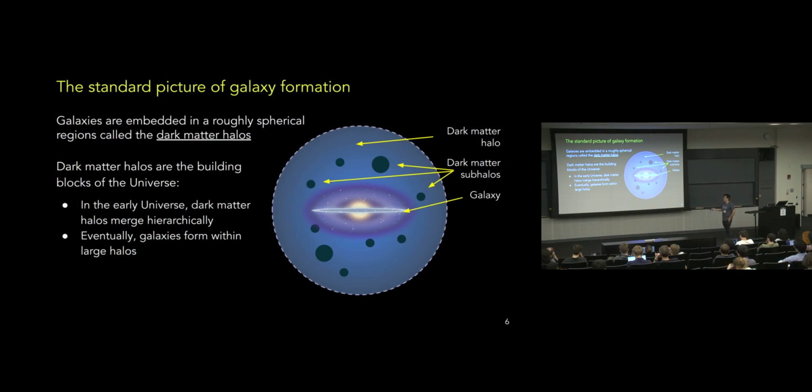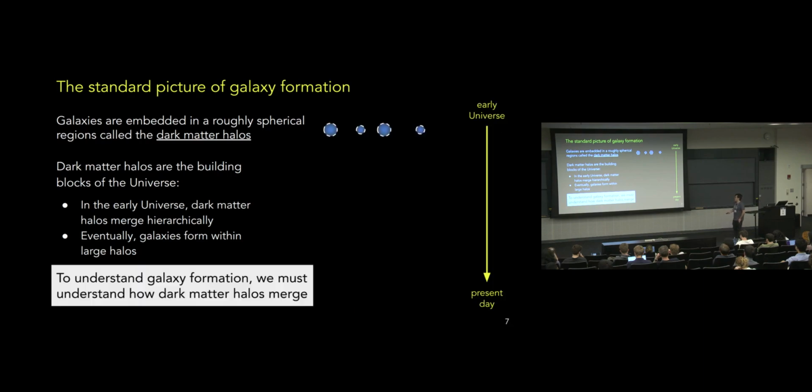So all these halos start small. They will merge with each other. They become a building block of the universe. So eventually, when a halo is big enough, you will have galaxies, and then they will keep merging and merging with each other until you see the galaxy population in the present day. So to understand the galaxies, we need to understand how the halos merge with each other.